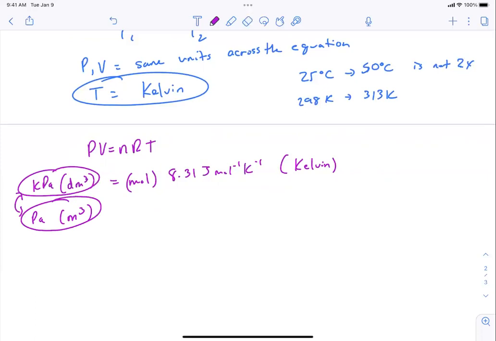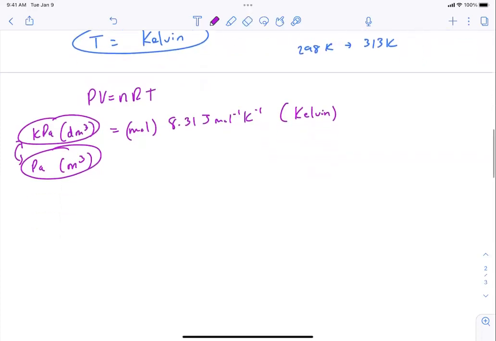I don't think the IB would do this, but if I'm the IB, I could very well give you pascals and decimeters cubed and see if you actually understand which units go together. So you'd have to convert one of them to match. And again, that's part of understanding units. And that's how you take advantage of students that are just memorizing equations and not understanding what's actually involved in them. Okay.